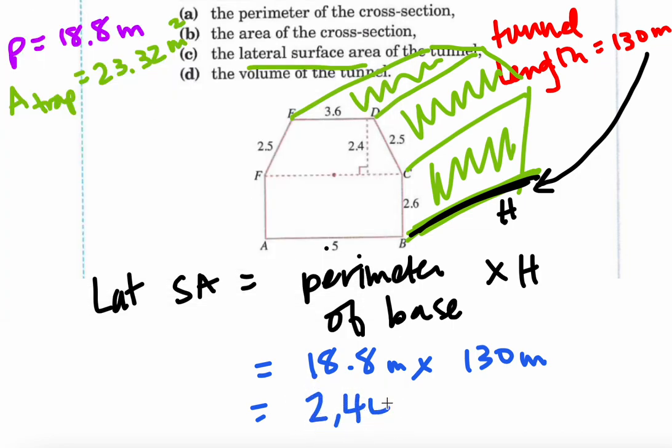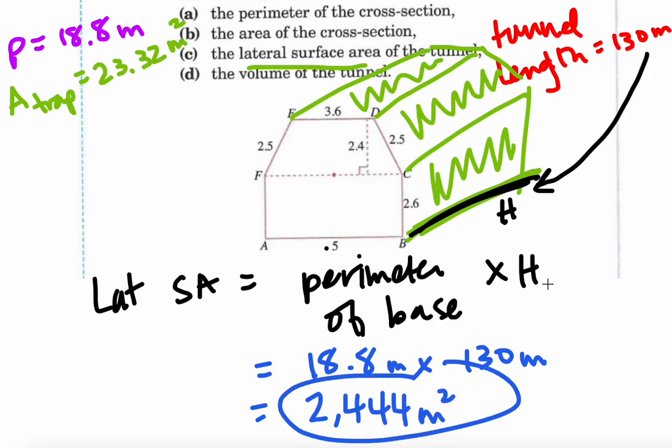2,444. Meters times meters, meters squared. Also, we know it's meters squared because it's surface area. Okay, so that's the answer for C.